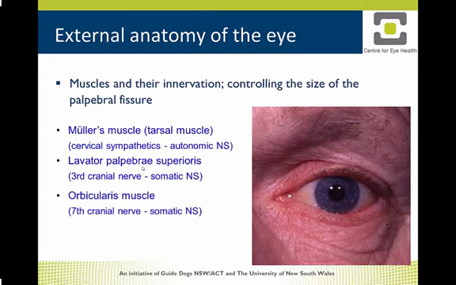Whereas the levator palpebrae superioris, which is innervated through the superior division of the third cranial nerve, is involved in lid elevation. So if that is dysfunctional, there will be lid drooping. If Müller's muscle is dysfunctional, there will also be lid drooping. The orbicularis muscle, which is under somatic control, controls blinking and eye squeezing when we want to forcefully close our eyes.